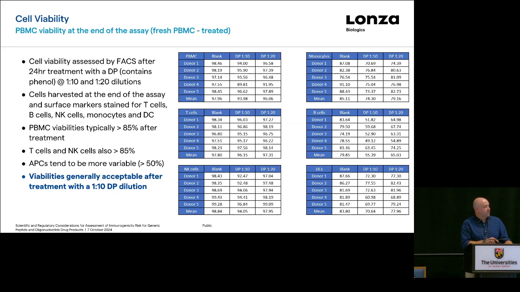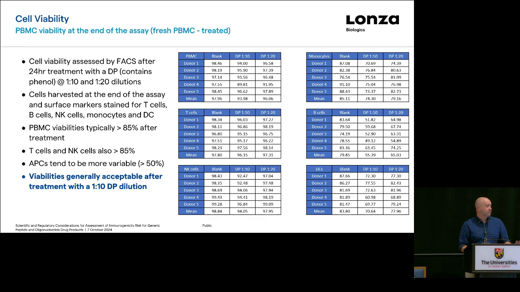But the APCs are much more sensitive to the phenol-induced lowering of the viability. Again, very donor dependent, but we typically see up to 50% of donors being hit with lower viabilities after phenol treatment. But obviously, as I said, we have to balance that with not wanting to over-dilute the product and then minimize, or not maximize, the exposure to the impurities in the product.